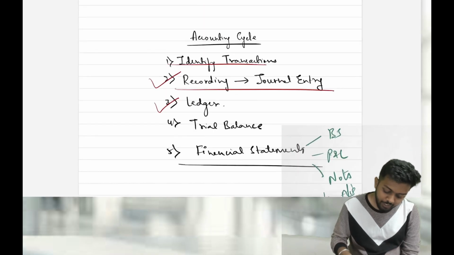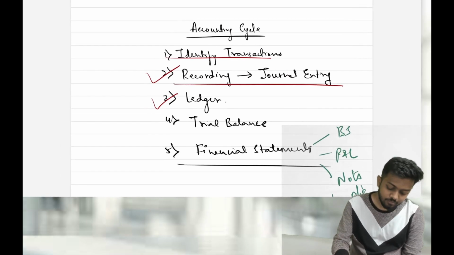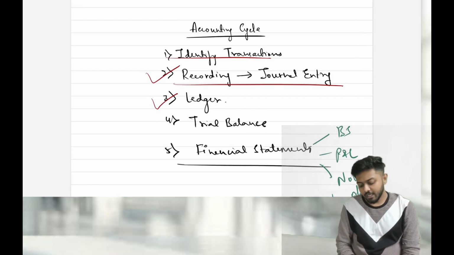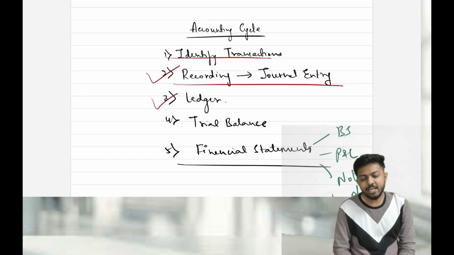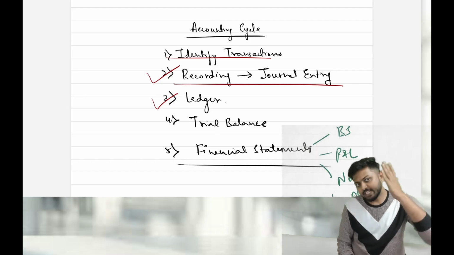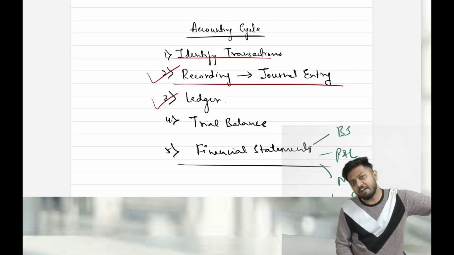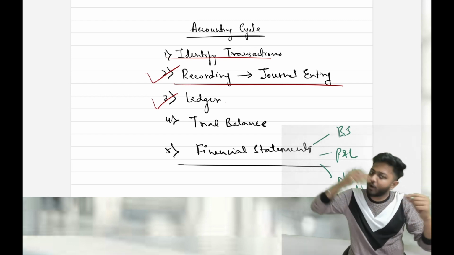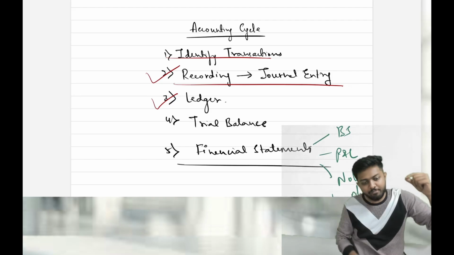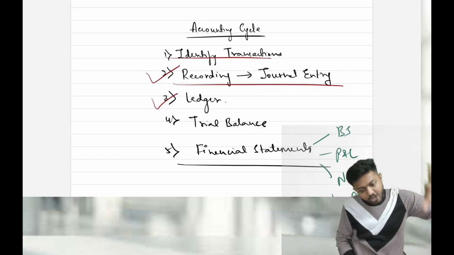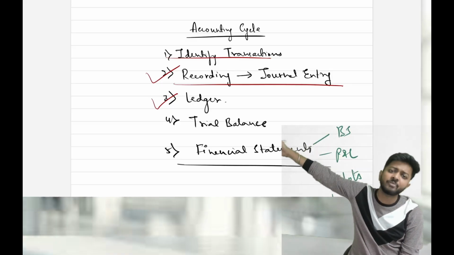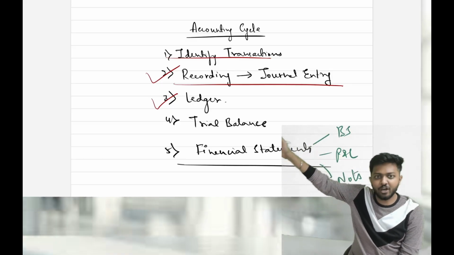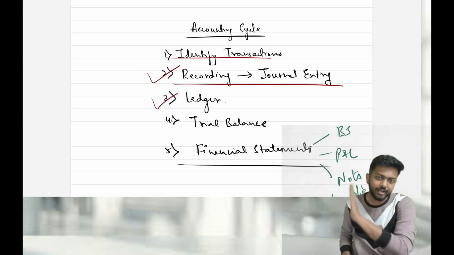So next, let's start with your most famous accounting cycle. So what is the accounting cycle? It is the process that starts from the point when the transaction happens, from the point you start recording the transaction, till the transaction reaches the final accounts, your balance sheet and P&L. This process is called the accounting cycle.